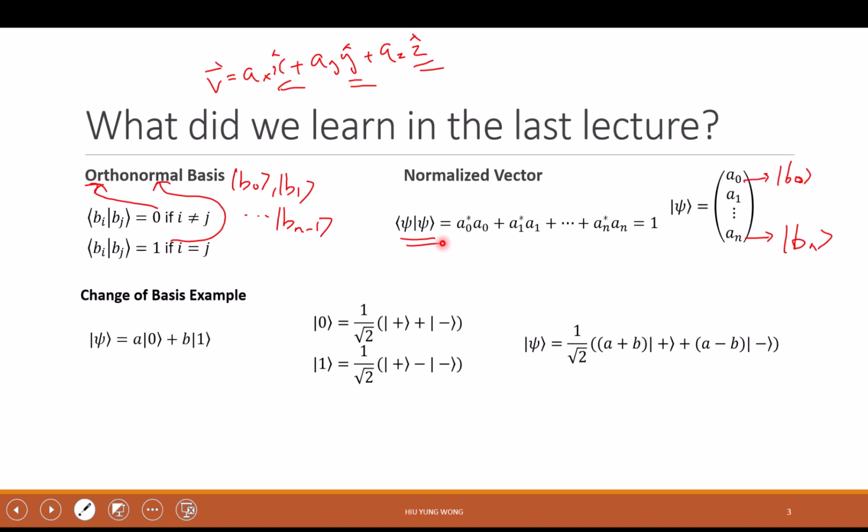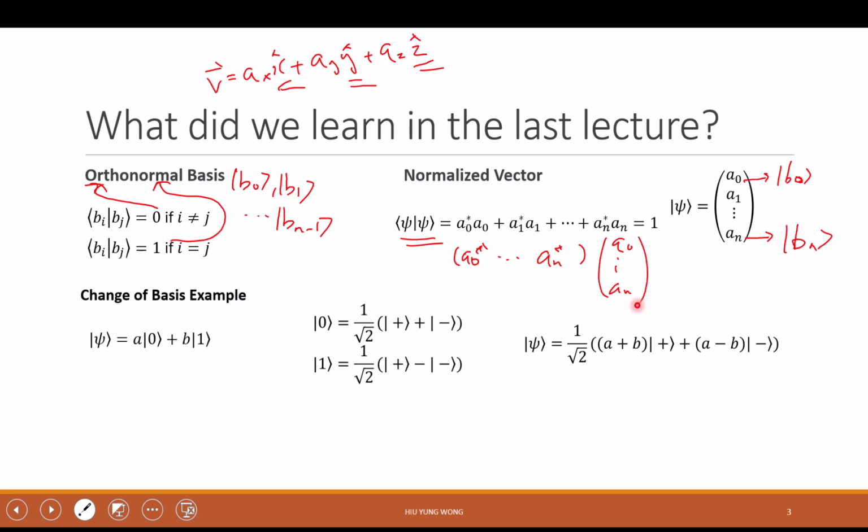I hope that you remember how to do the inner product. When you convert a vector from the ket version to a bra version, you need to put a complex conjugate, and you just do an inner product like this. It becomes A0 star all the way to An star, inner product with A0 all the way to An, right? I hope that you are very familiar with this.